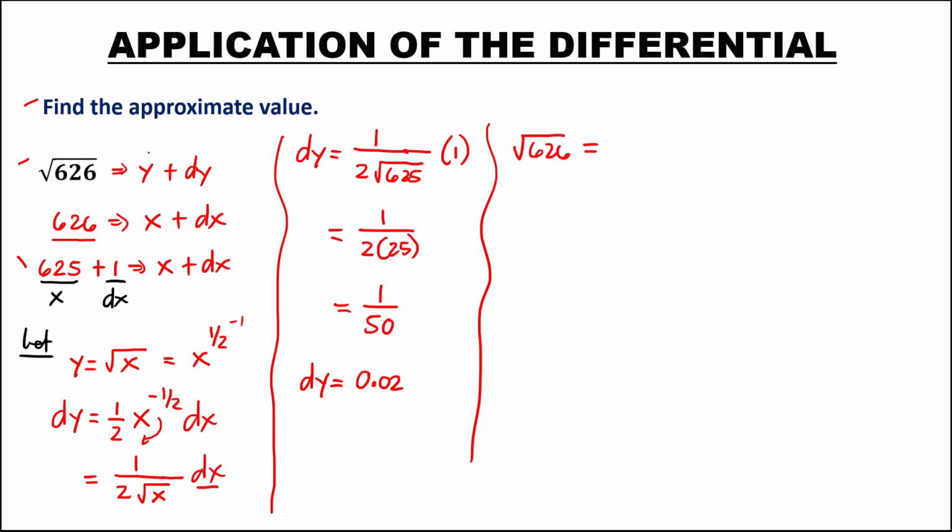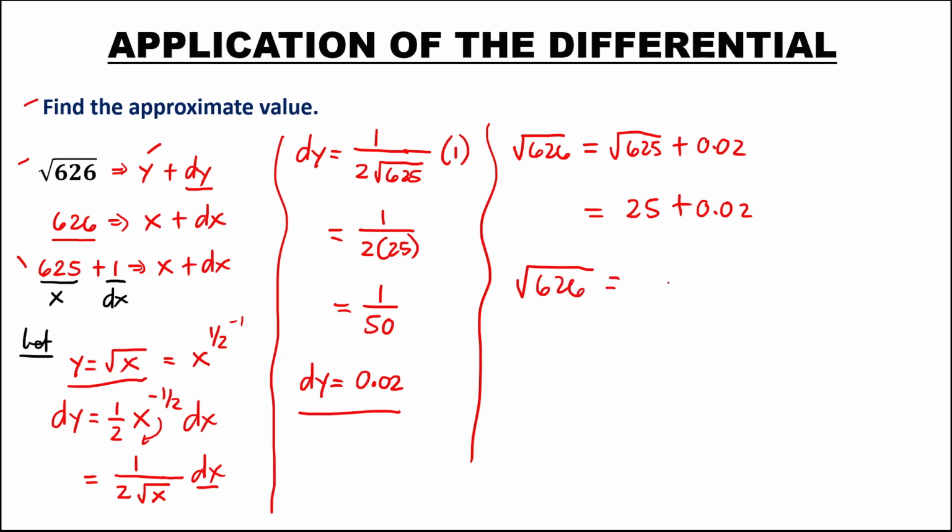Then to find the approximate value for the square root of 626, this is equal to y, and y is the square root of x, and x is 625, plus the dy, and dy is 0.02. So this is 25 for the square root of 625 plus 0.02. Therefore, the square root of 626 is approximately 25.02.